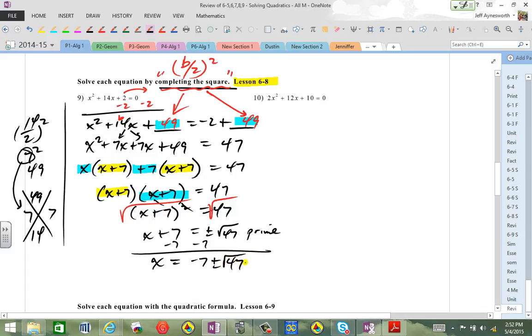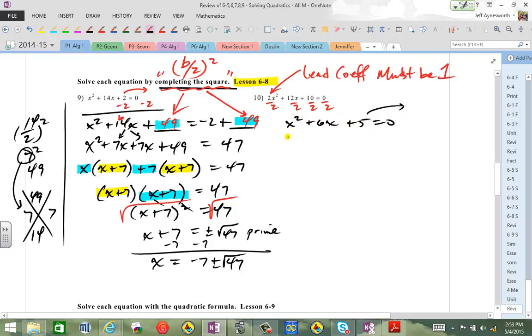Now, if the lead coefficient's not 1, you need to make it 1. So lead coefficient must be 1. So make it 1. Divide, get creative, and divide everything through by 2. And you get x squared plus 6x plus 5 equals 0. Get the constant over there. So x squared plus 6x plus blank equals negative 5 plus blank.